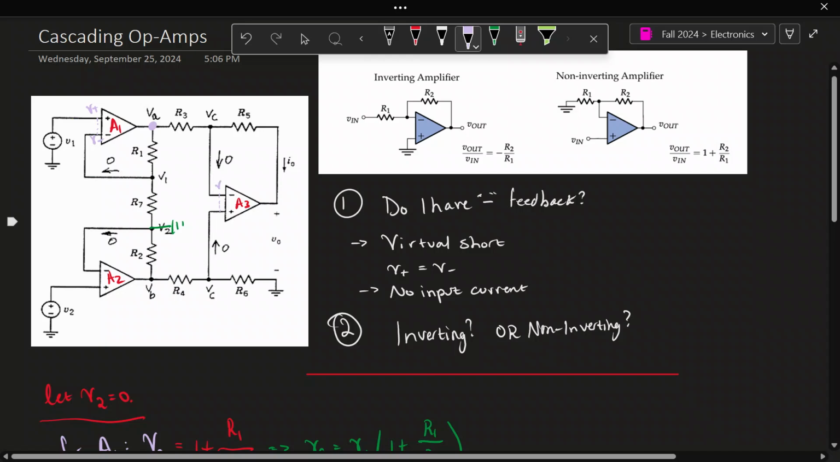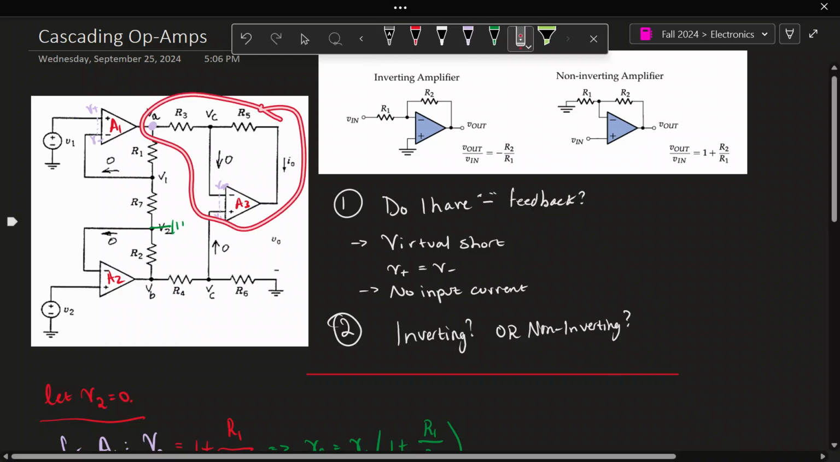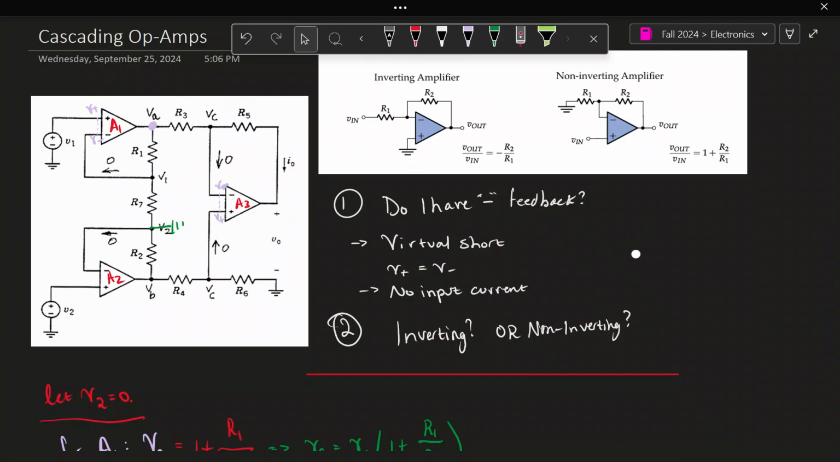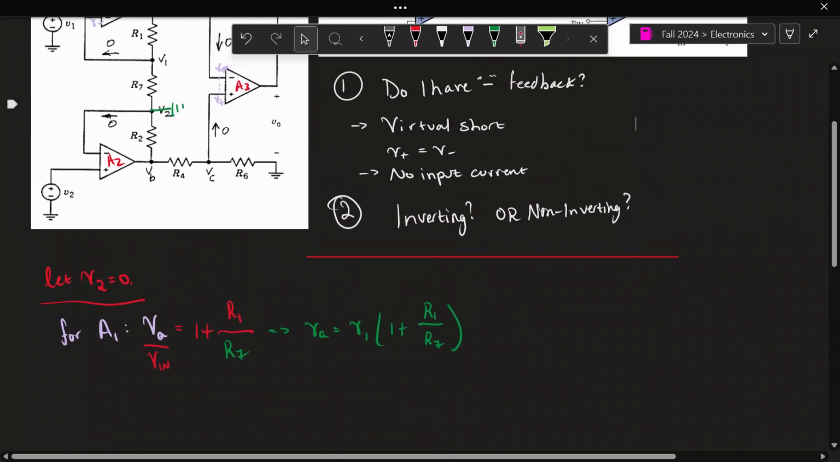So V plus is equal to V minus. Now, is this inverting or non-inverting? Does this circuit here resemble more this or this? Another question you could ask is, where is our input voltage for the third amplifier? Well, our input voltage is here. Let's follow this, and it goes to what? The negative terminal. That means we have an inverting amplifier.